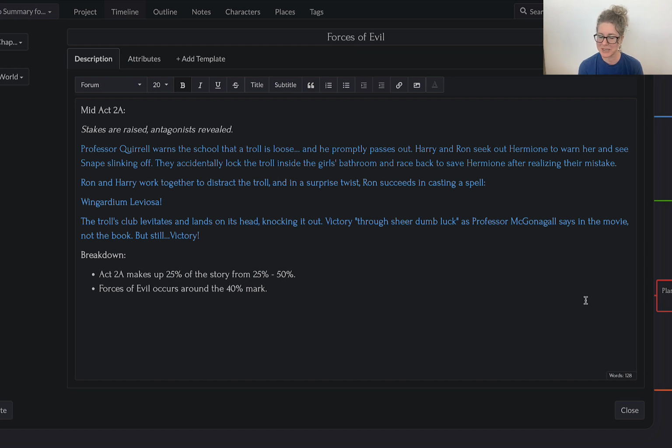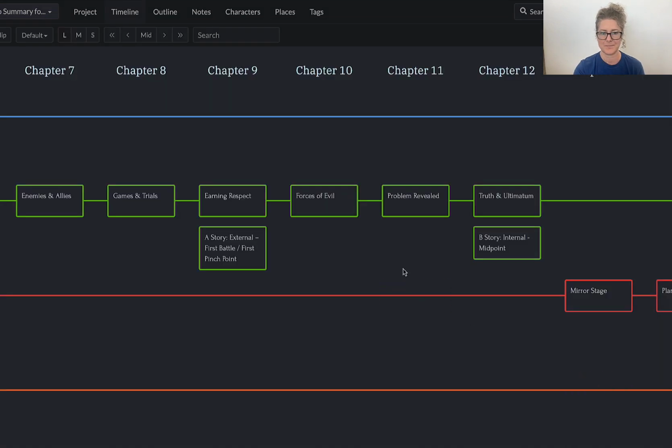Victory through sheer dumb luck, as Professor McGonagall says in the movie. Not the book, by the way. But still, it's a victory. So they have a small victory against the antagonist and what's happening there. And they suspect it's Snape.